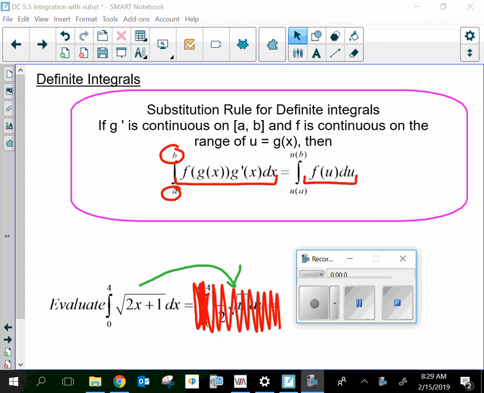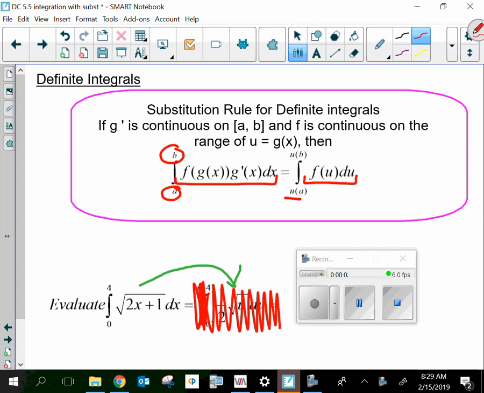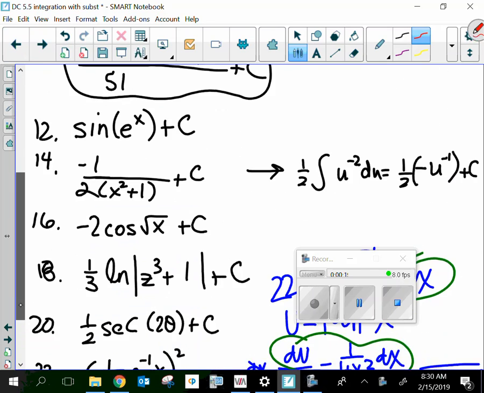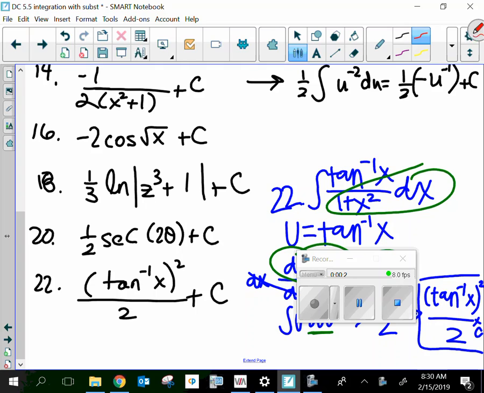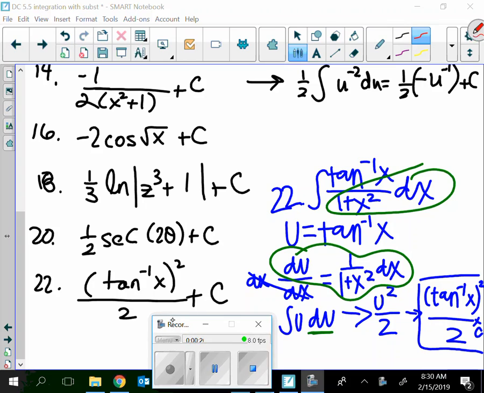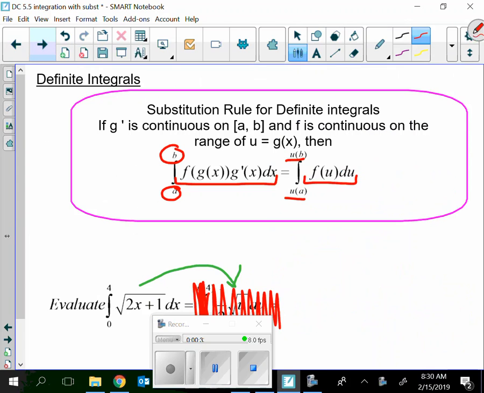Those limits don't get to stay at a and b, they get to change to u of b and u of a. Remember, u is a function. It might be 2 theta, like Maggie's problem right here. It might be inverse tangent, like Lauren's right here. So then the u of something is, well, let's plug that in. So that's a big change.